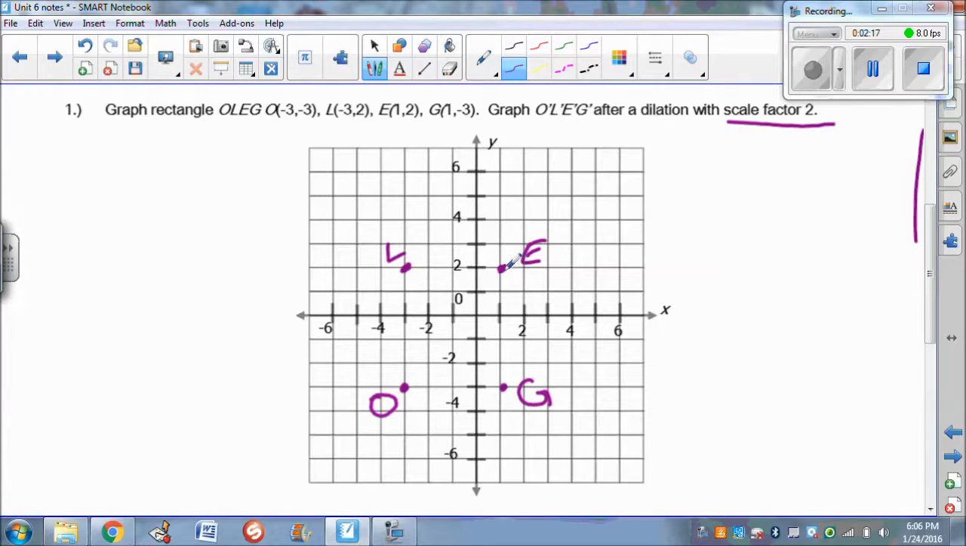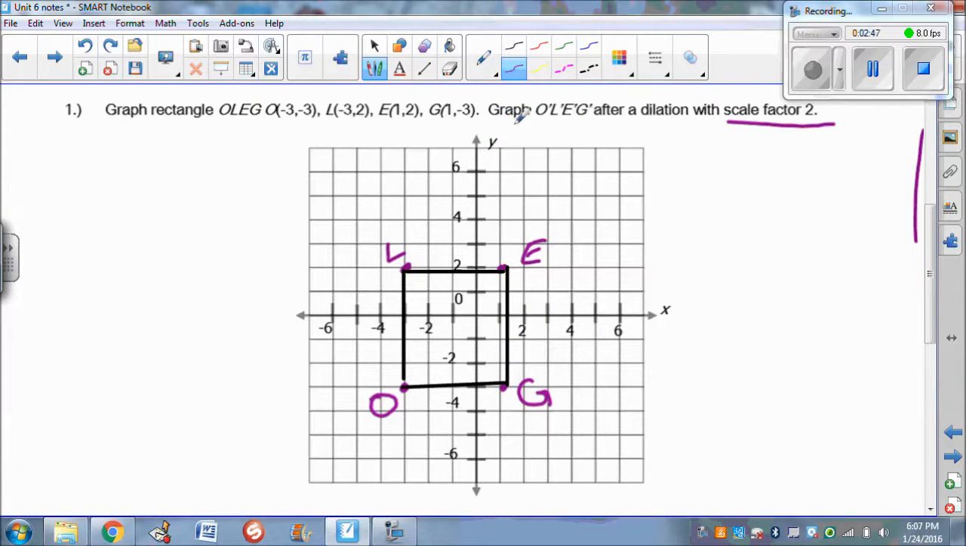I'm going to grab my straight edge and connect those, from O to G. This is not working as great as I'd like my straight edge to work. A little trouble with that. There we go.